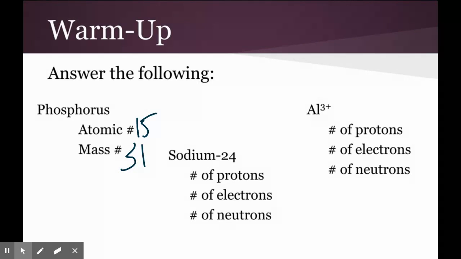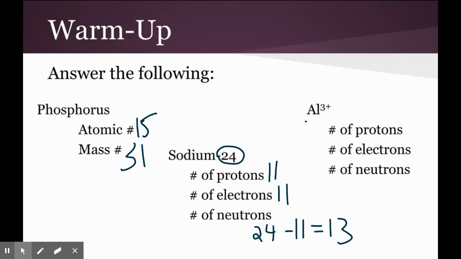Now for sodium 24, remember the way this is written, the 24 is the mass number. So we would need a periodic table to look for sodium, and we would see that the atomic number for sodium is 11. That means that there will be 11 protons. There's nothing here to tell us that it's not neutral, so we're going to assume that it is neutral. And so that means we have 11 electrons. And then to calculate the number of neutrons, we would do 24 minus 11, which gives us 13 neutrons.